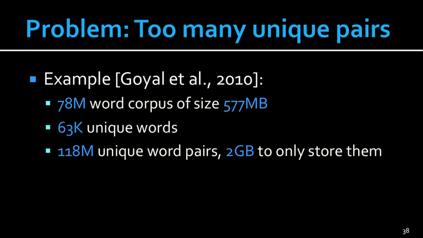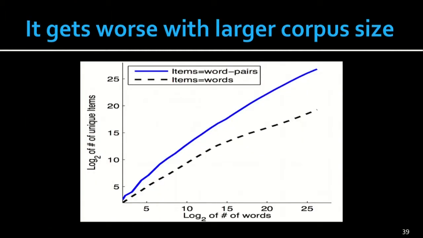So let's see an actual example. This is from a research paper from 2010. A very small corpus, less than 600 megs. It has 78 million words. It has 63,000 unique words, but 120 million unique word pairs, which is a factor of 2,000 more than the number of unique words. This is a pretty small corpus, but as the size of the corpus gets larger and larger, this problem gets worse and worse.